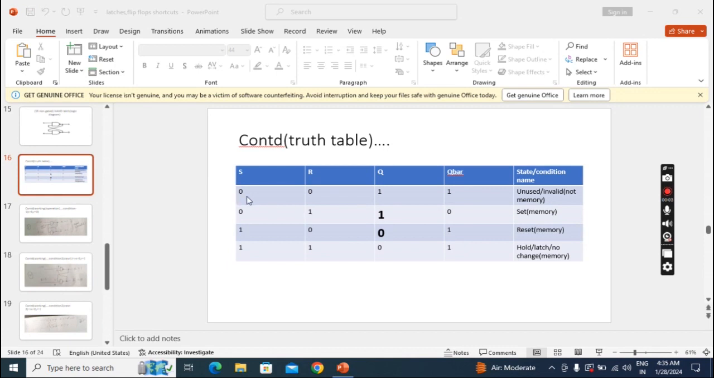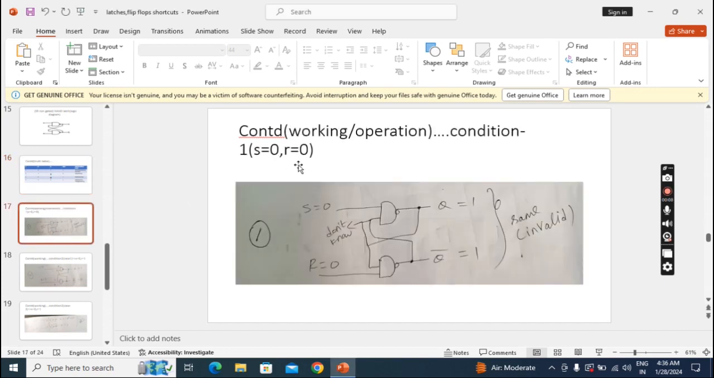Now the first condition, S equal to 0, R equal to 0. I listed that condition, S equal to 0, R equal to 0 as condition 1. Here I am applying S0, R0. It means for this NAND gate one of the inputs is 0, but we don't know the other input. Here also one of the inputs is 0. Even though we don't know the other input, based on the single input we can predict the output, by using the NAND gate definition.